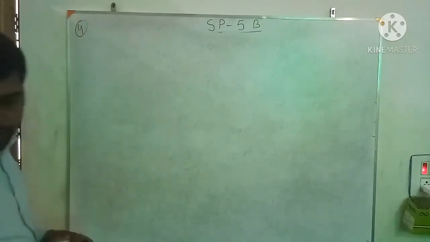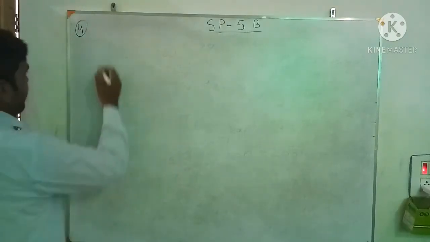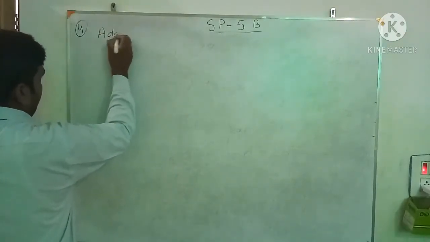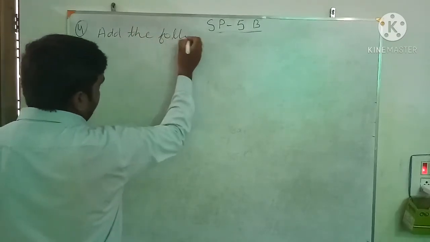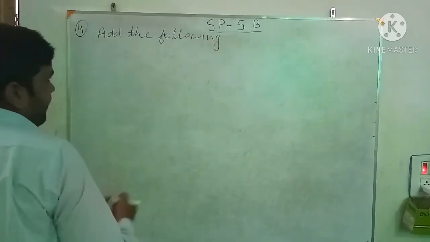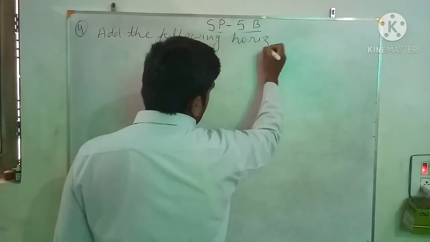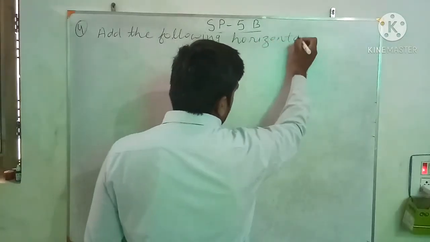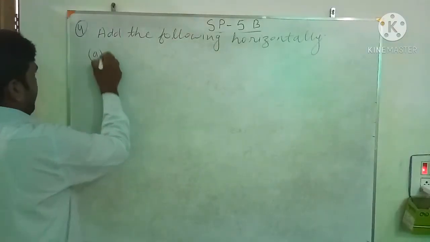In question number 4, we have to add the following without writing in columns, means add the following horizontally. In question number 3 we did the addition vertically, here add the following horizontally. Now see the first question, how we add horizontally.